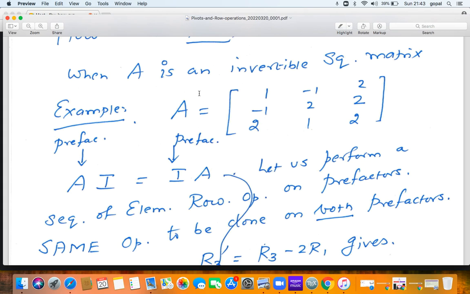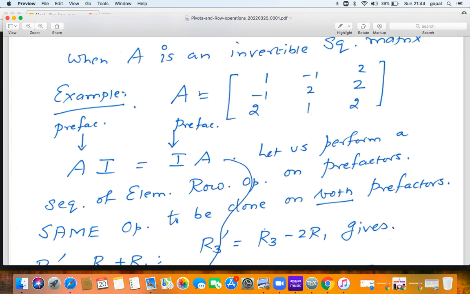Is it a valid matrix equation? It's a perfectly valid matrix equation. What are the prefactors? The prefactors have been indicated in the equation: A and I are the prefactors. So we got a valid matrix equation and we got the prefactors. What does rule number 4 say? Rule number 4 says that we can perform the same row operation on the prefactors and you will get an equivalent valid matrix identity.